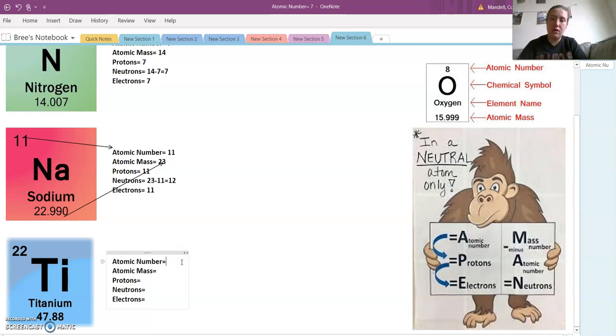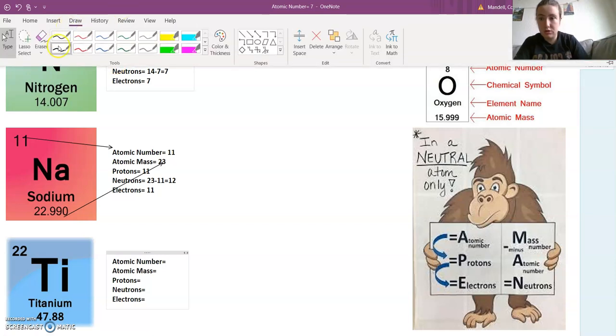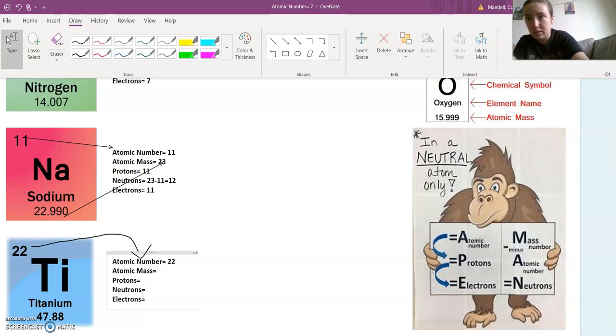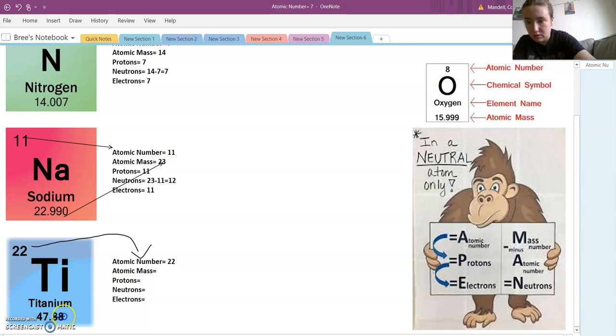Alright, so atomic number, I get that from the top. That is 22. So I take this 22, and that is my atomic number. Atomic mass, I get that from the bottom. Take that right there. 47.8 rounds to 48.